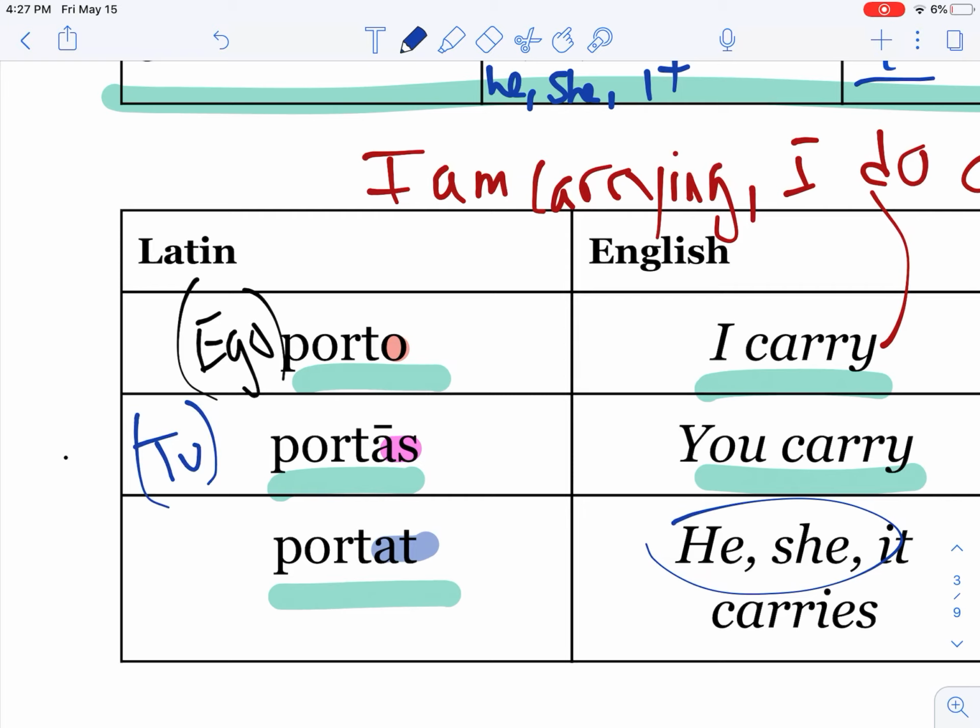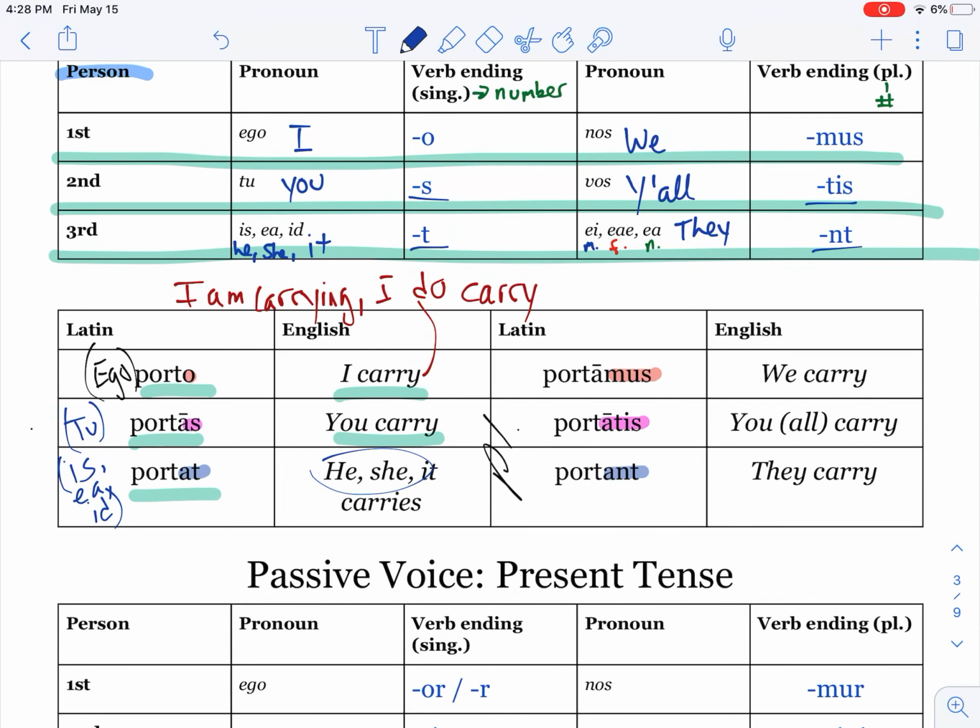So I don't have to put this pronoun in. That's why they're going to be in parentheses. So is, ea, or id. Those are all optional. So you're looking at the verb ending. And the verb ending will tell you the person. So if the verb ending is an O, that means the subject is I, a first person pronoun. If the ending is S, that means the subject is you, a second person ending.